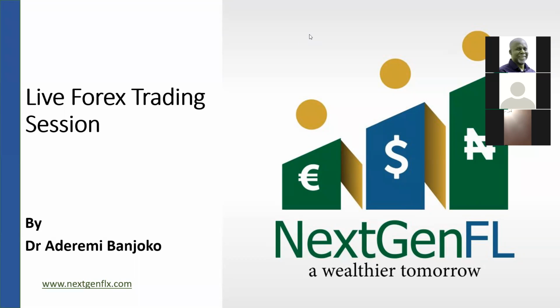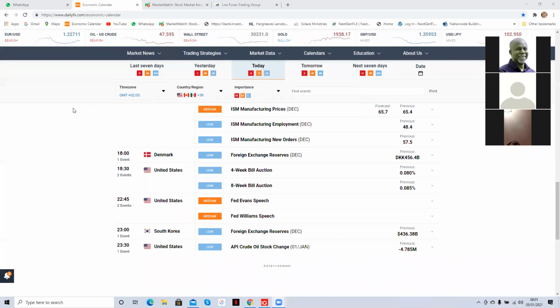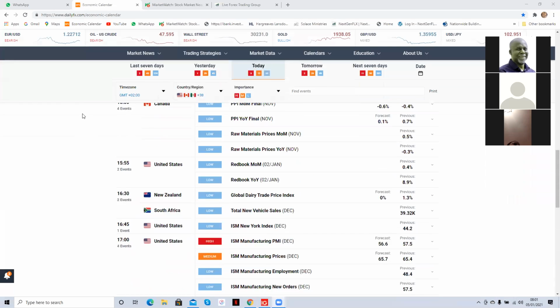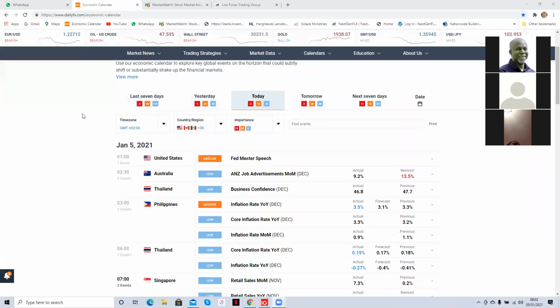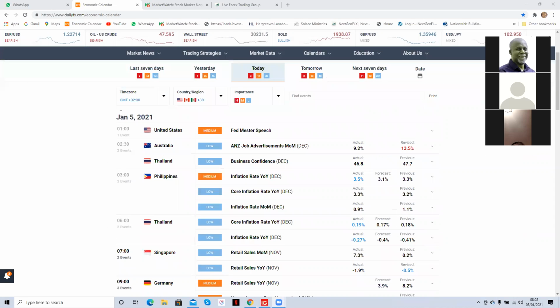Okay, let's kick off. So we'll start as usual with the economic calendar. Let me just bring that up. So today is Tuesday, the 5th of January. So again, these are all GMT plus 2 times because I'm in Rwanda, so this is GMT plus 2.